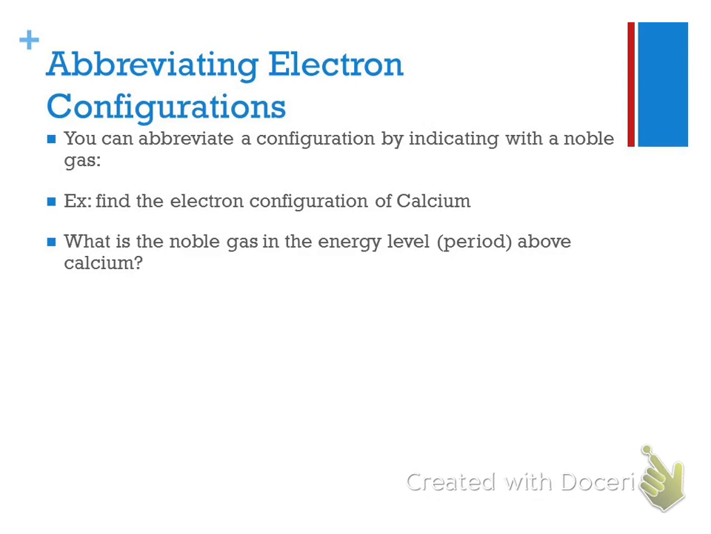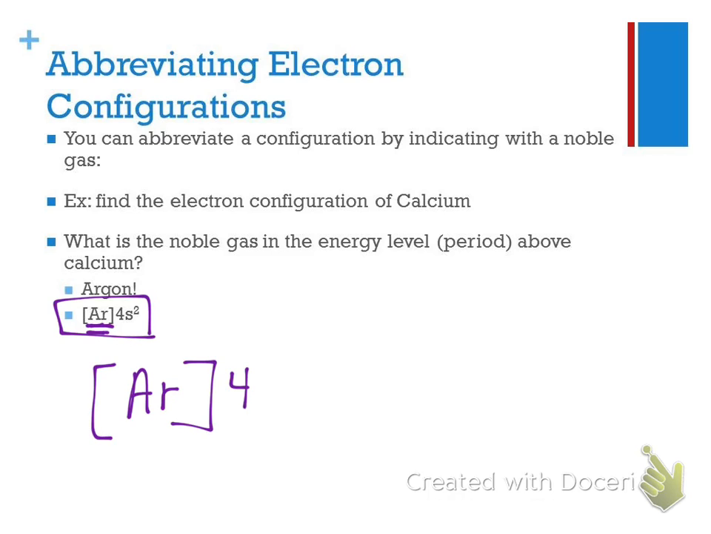So what's the noble gas in the energy level or the period just above calcium? Argon, right? Calcium is in period 4, so the noble gas in period 3 is argon. So here's how we can abbreviate calcium's electron configuration. We're going to say its configuration is exactly like argon plus 4s2. So it looks like this: noble gas, and then we just start from there, 4s2.